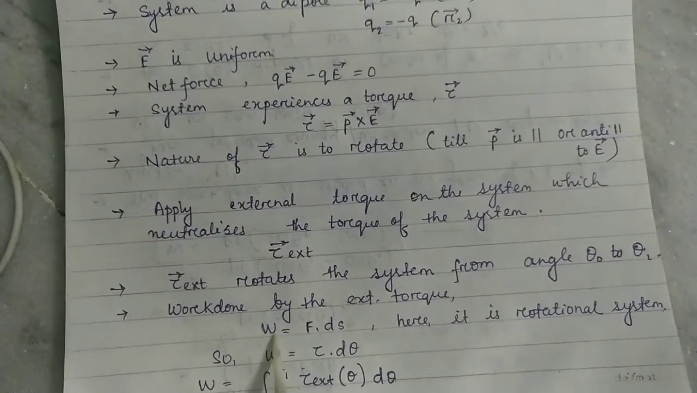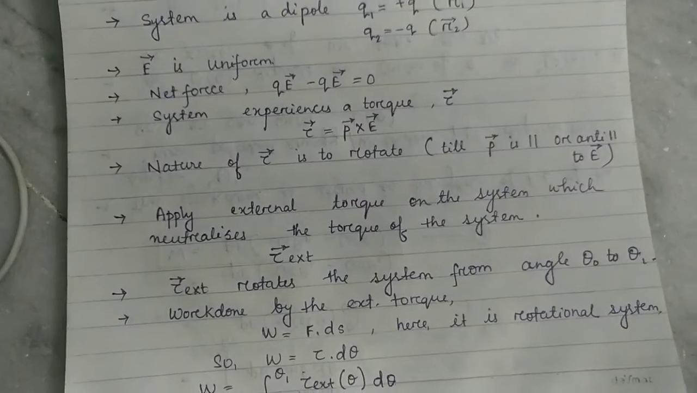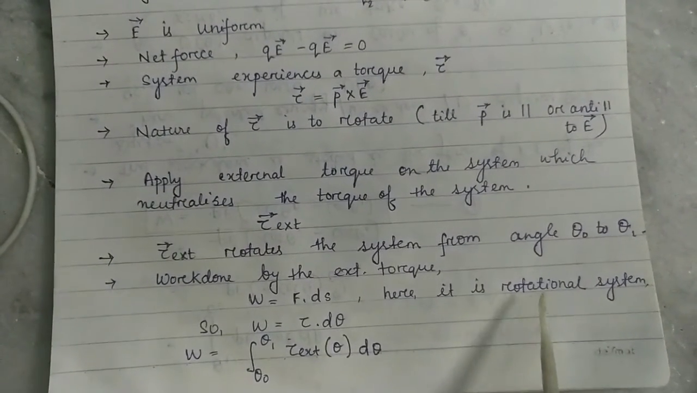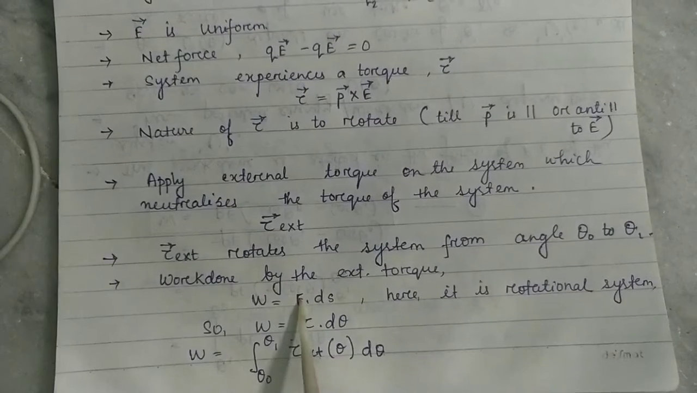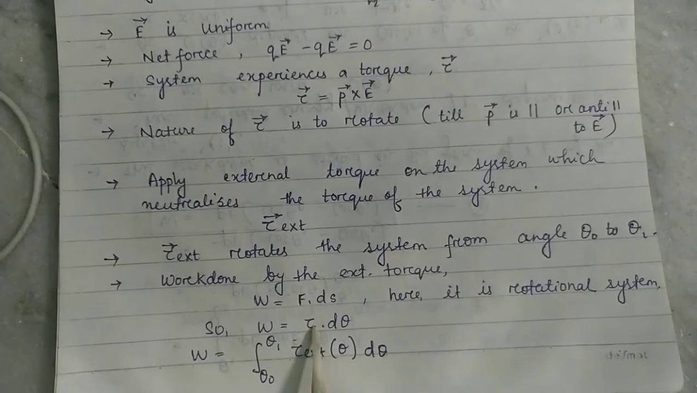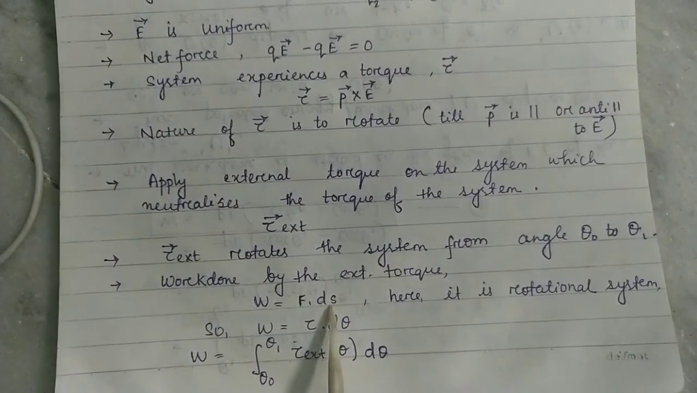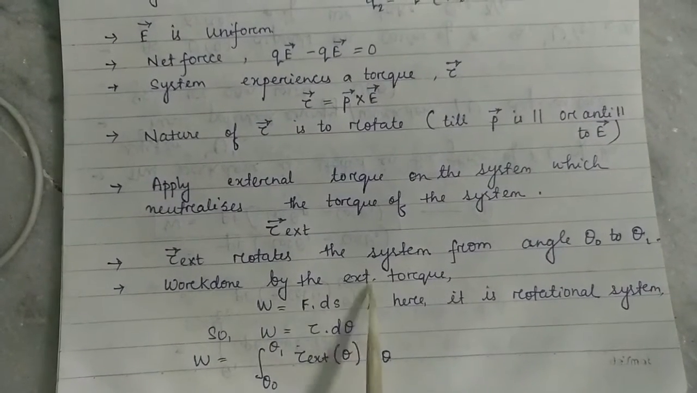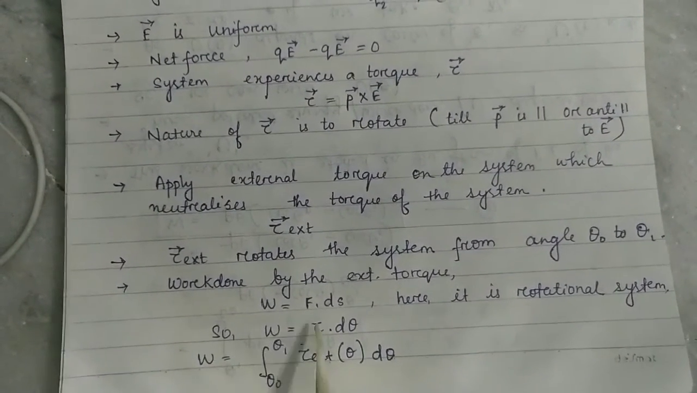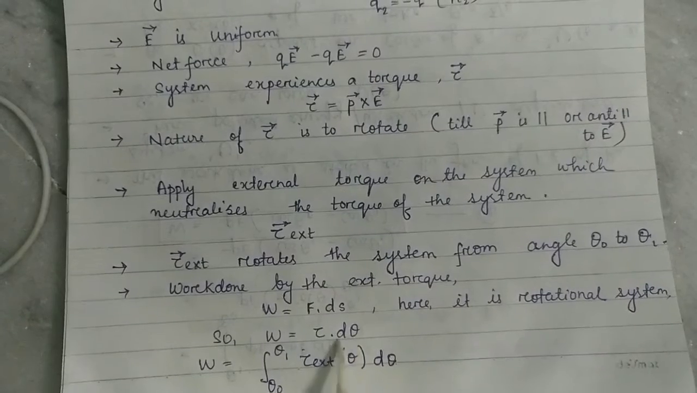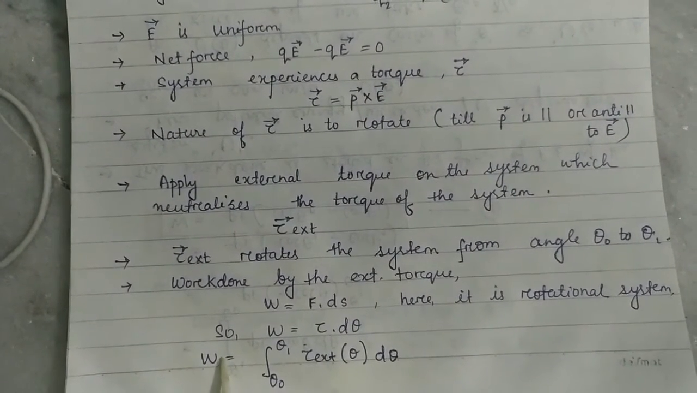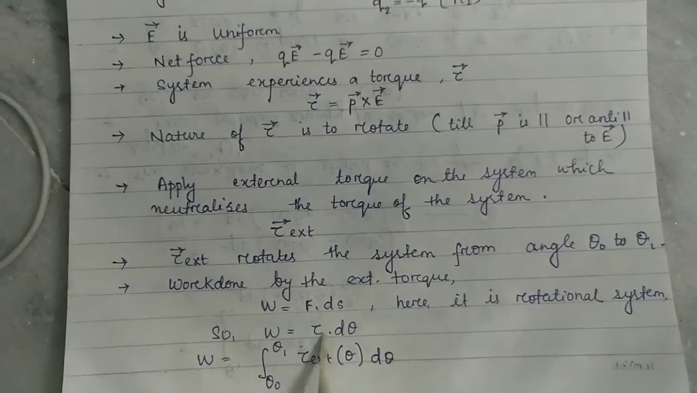We know the formula, work done equals force into displacement, but here the system is a rotational system. So for a rotational system, the force will be replaced by tau and the displacement will be replaced by d theta. So we can write the work done by the external torque, that is W equals tau d theta. Now if you want to find the total work done, we'll integrate this tau d theta.